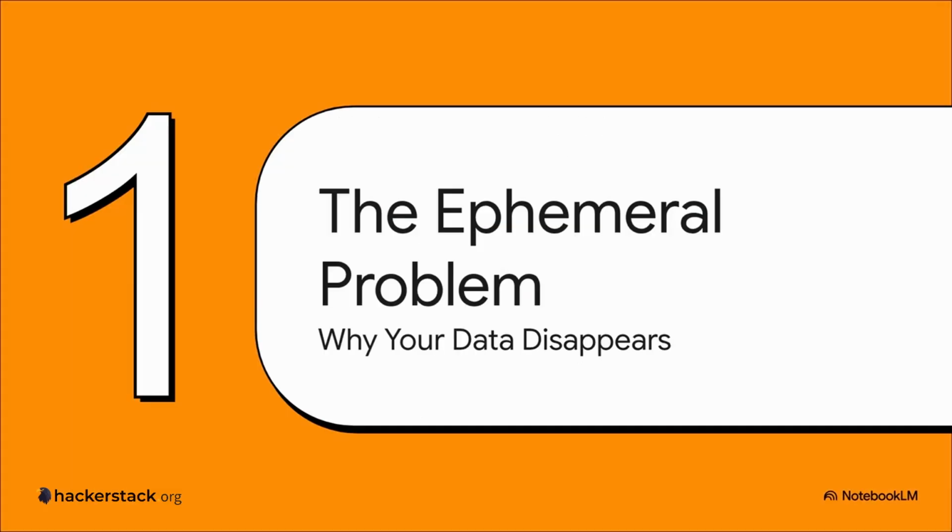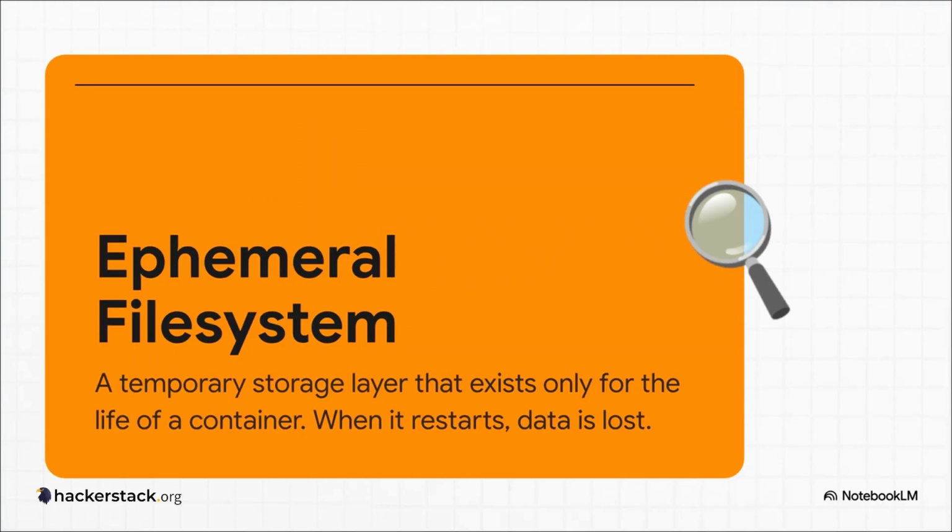Okay, so let's put an official name to this problem we've been talking about. It all comes down to the very nature of that container file system. And here it is, the ephemeral file system. You have to understand, this is designed for speed and for isolation, not for things to last forever. It's actually a feature, not a bug. But it's a feature we need a clever way to work around for most of our apps. So, how do we do that?